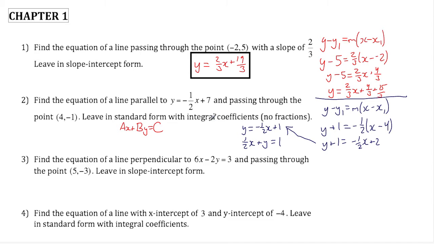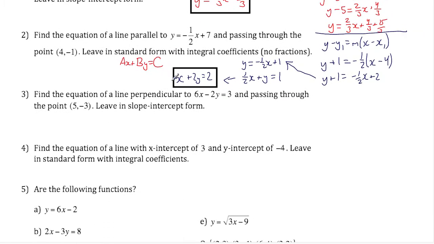But we want to have no fractions. So what we're going to do is multiply everything by 2. If we multiply each term by 2, then everything stays nice and balanced. So if I multiply 1/2 by 2, I get x plus 2y equals 2. And that is the answer.